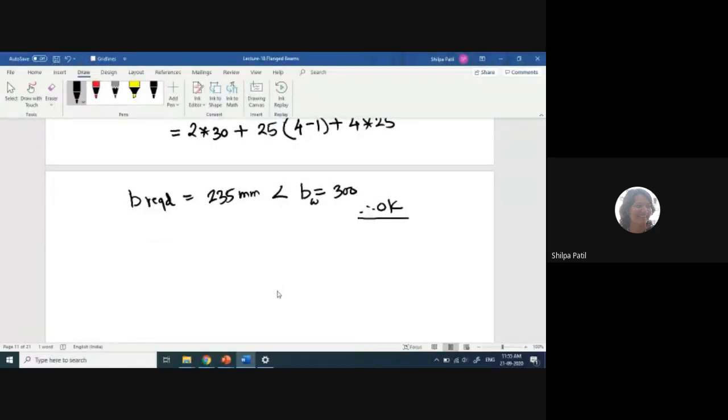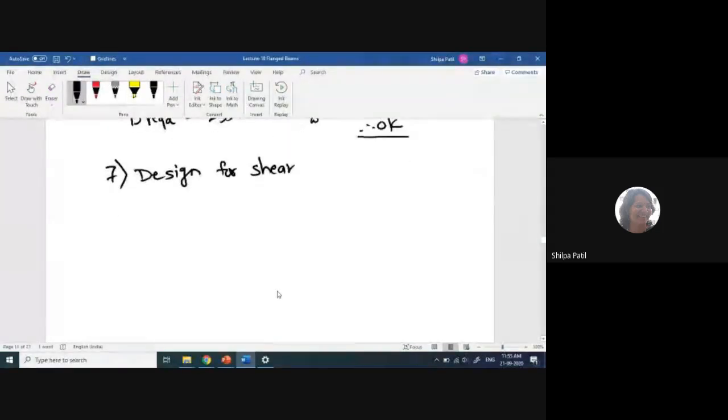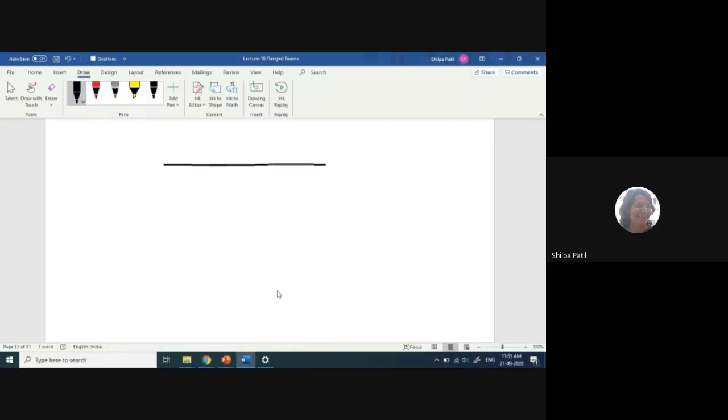Those are the steps up till now. And the next step is design for shear, which you are going to complete as homework. Now, how will my beam look? I will just draw the diagram. Once you complete the design for shear, the shear reinforcement details you can show in the diagram. So I will draw a diagram over here. So this is my T-beam.